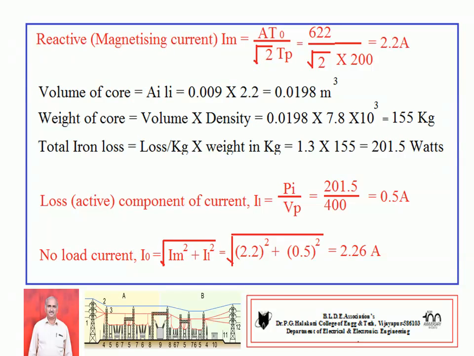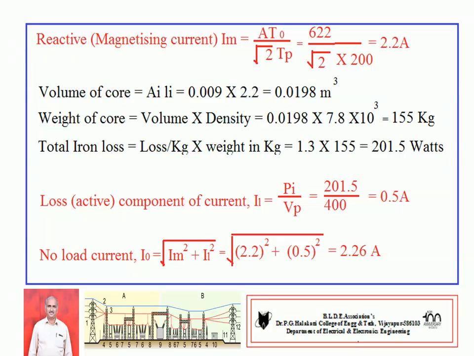Then magnetizing current, or the reactive component of no load current. So magnetizing current is equal to MMF naught divided by root 2 Tp, where Tp is the number of primary turns. Again, the given problem is single phase. You substitute all the values, so the magnetizing current is 2.2 amperes.